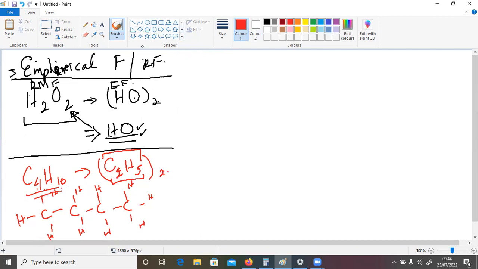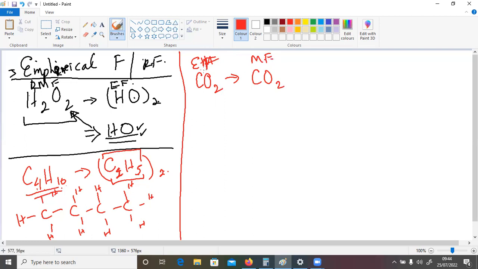All right. So naturally you find a lot of compounds whose empirical formula and their molecular formula are exactly the same. If you look at carbon dioxide, there is no other way of writing carbon dioxide. It will be like that, so its empirical formula and its molecular formula would be exactly identical in such a manner, right?